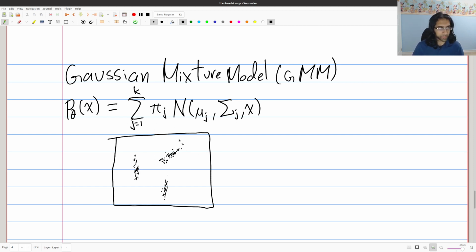This might seem kind of familiar in the sense that it looks kind of like clustering, as we talked about in the previous part of this lecture. Well, this is not exactly the same thing.